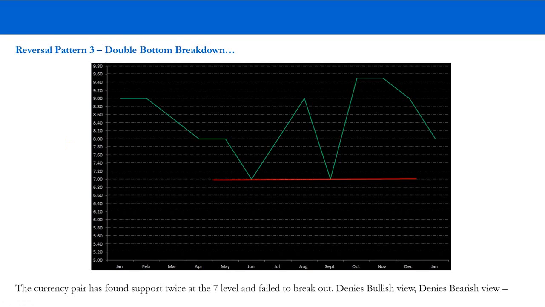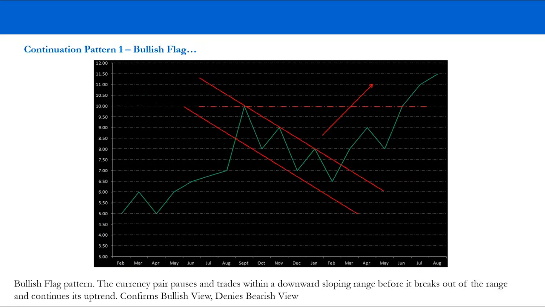So reversal patterns are pretty common in currency markets. Again, you just need to know how to interpret them and how to treat them given your fundamental predisposition. Now, what about continuation patterns? Well, continuation patterns are fairly straightforward. Here we have our first one, a bullish flag.